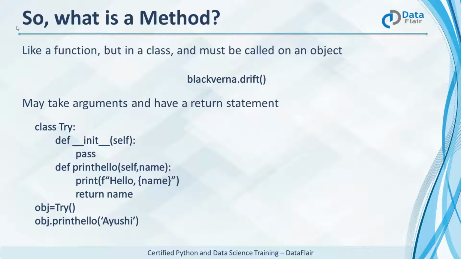This here is a class try. It prints hello to a name and also returns the name. Obj is an object of this class. If we call print hello on this with the value Ayushi, it prints hello Ayushi and also returns the value Ayushi. So a method is a way to do something on an object to probably change its state.